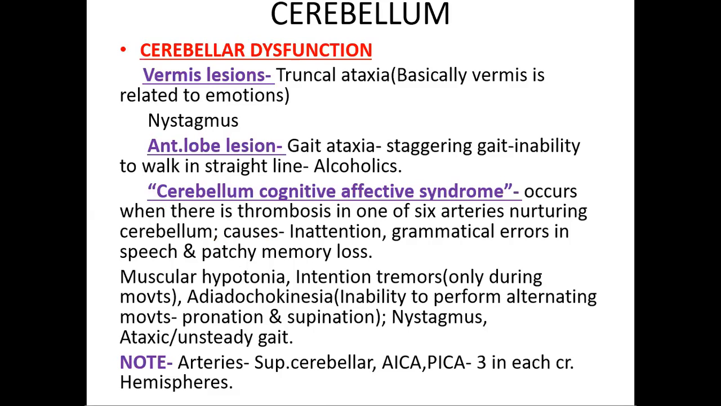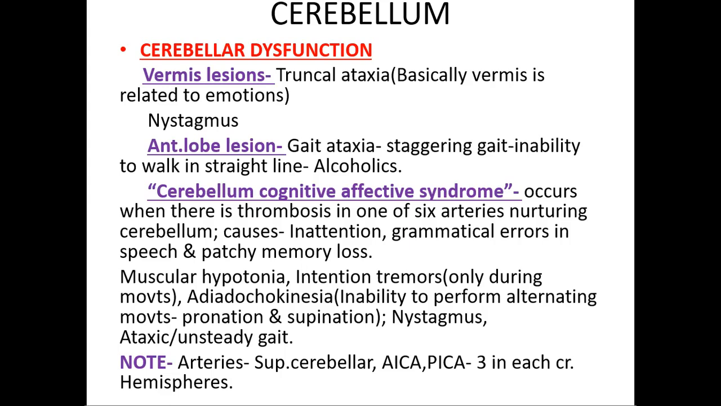I have listed a few things which are important ones. Basically, we use the term cerebellar dysfunction. In that, we see lesions to the vermis. If you remember this diagram related to the cerebellum, there are 10 subdivisions of the cerebellum. The first one we call the vermis. Vermis is related to emotional control in us.